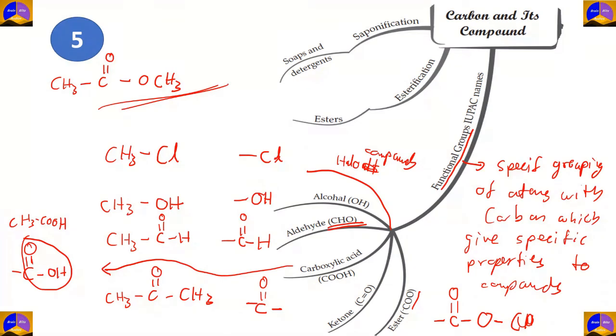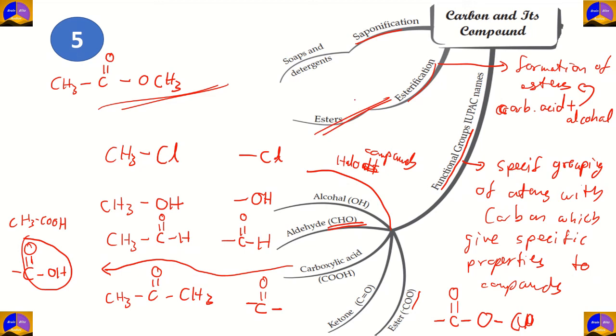Now finally we have saponification and esterification reactions. So what exactly is esterification and saponification? Esterification is basically formation of an ester. Esters are formed when you react a carboxylic acid with an alcohol. So when alcohols react with carboxylic acids, you form esters, and this reaction is known as an esterification reaction.